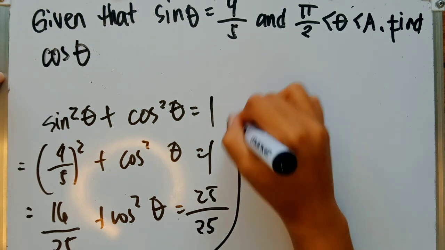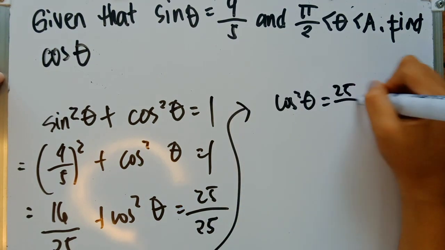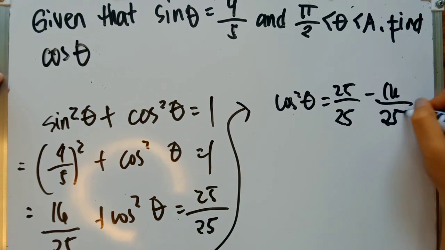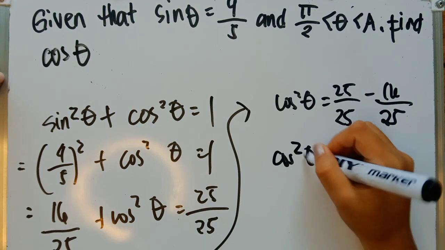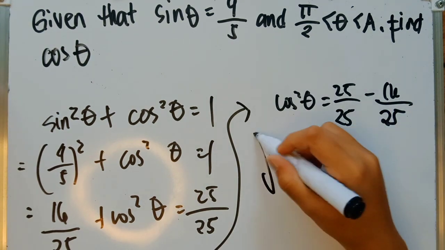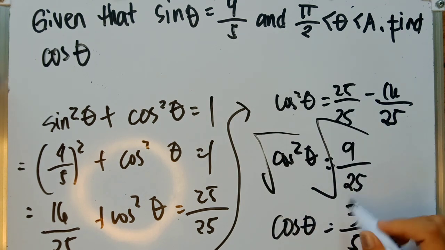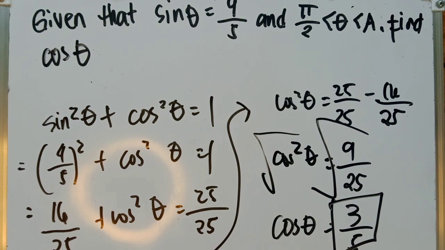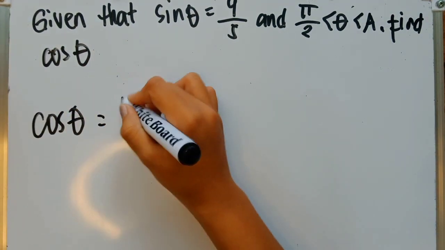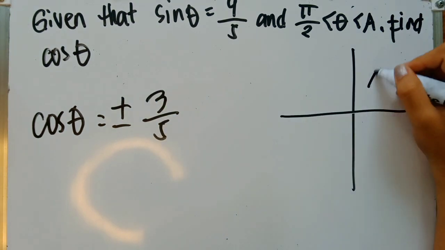Next step is to calculate the value of cosine by subtracting both sides by 16 over 25. Simplify, and now we have cosine squared theta is equal to 9 over 25. By getting its square root, cosine theta is equal to 3 over 5. And since angle theta is between 0 degrees and 90 degrees, cosine theta is equal to plus or minus 3 over 5, or positive or negative 3 over 5.